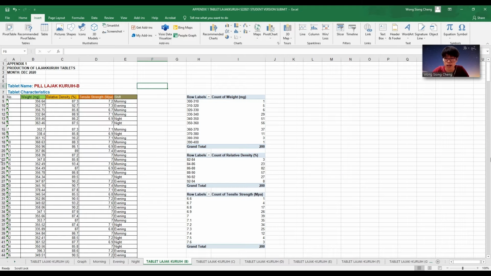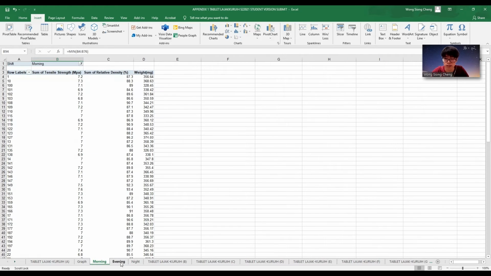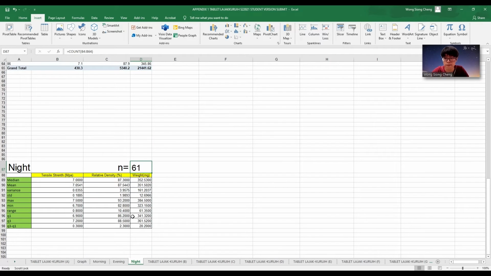We are given 200 sample data based on 3 characteristics: the weight, reactive density and tensile strength, and it consists of 3 different shifts: the morning shift, evening shift and also the night shift. First of all, we use the pivot table to extract the data based on the shift. After that, we use the formula inside Excel to count the sample size for each shift and also find the maximum value, minimum value, the variance value and the other values.